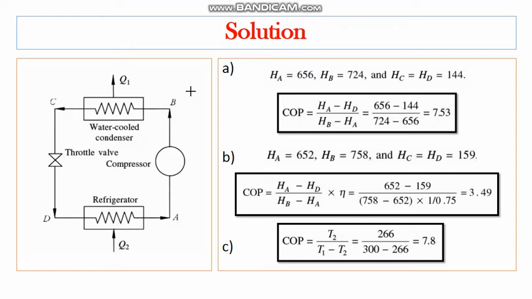Okay, my third question is simply a Carnot engine. What will be the COP? My COP formula for the Carnot engine is T2 by (T1 minus T2). T2 is the lowest temperature, don't forget that at any time. T1 is the highest temperature. In the question itself, it is given 300 and 266. I'm just substituting everything in this equation and I get the COP value for the Carnot engine. So this is about my second question, which is a very repeated question in the university.